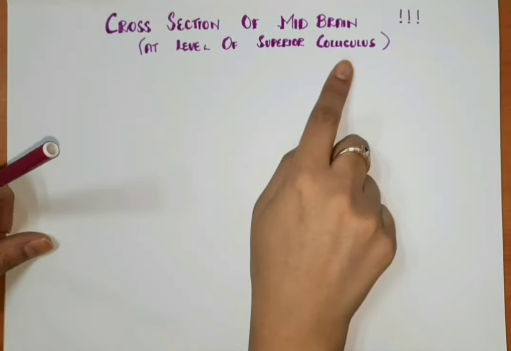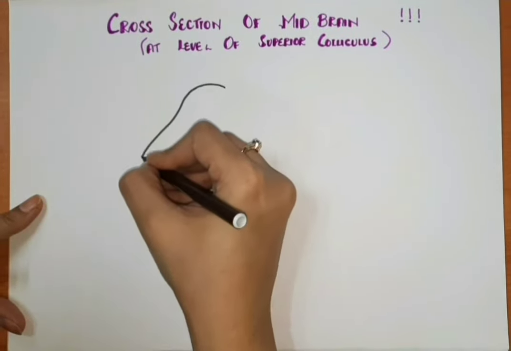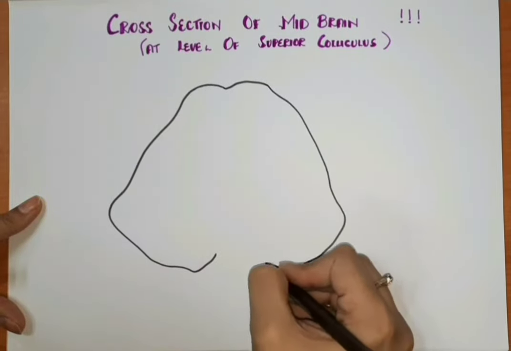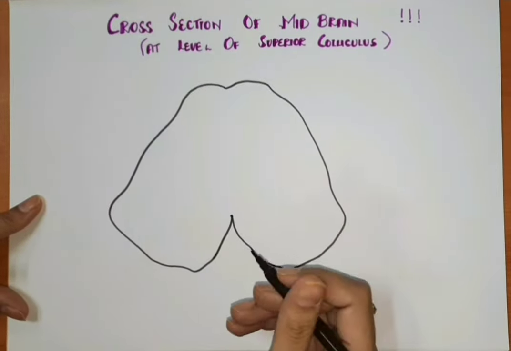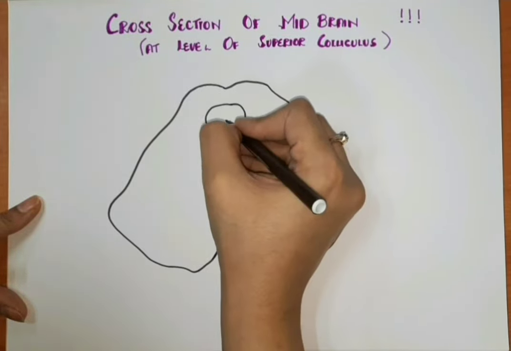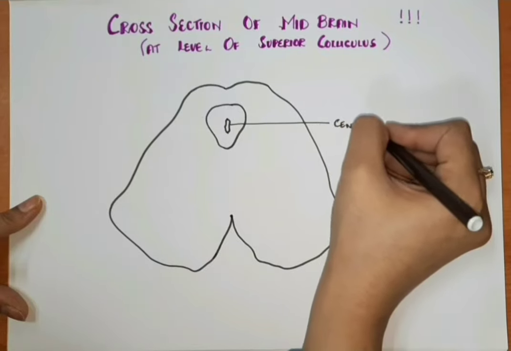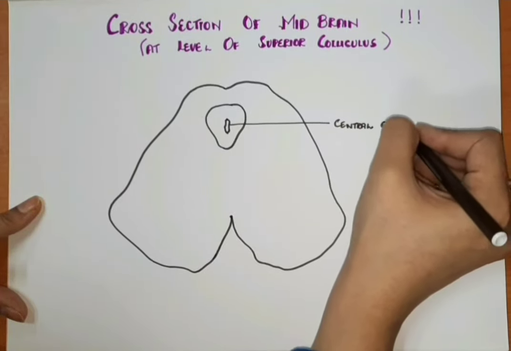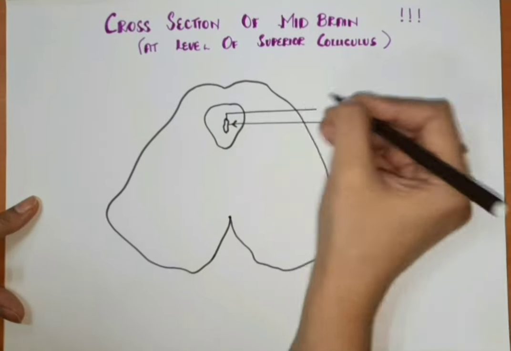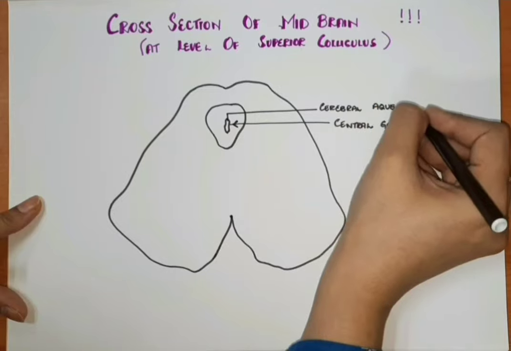Let's discuss the anatomical features of the midbrain when we do the cross-sectioning at the level of superior colliculus. So the midbrain has two cerebral peduncles which are interconnected. It is divided into three parts by the presence of cerebral aqueduct, which is present in the central gray matter. The cavity of the fourth ventricle continues upwards into the midbrain as cerebral aqueduct.